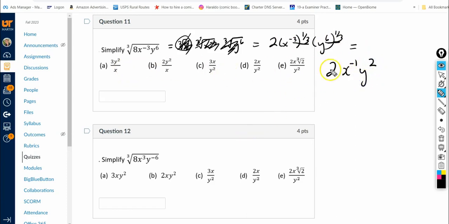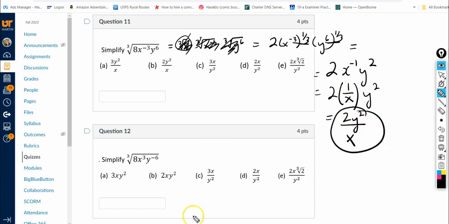But none of these look like that. So x to the negative first is the same as 1 over x. And so if I'm multiplying a fraction by stuff that isn't a fraction, they get multiplied in the numerator. So 2 times 1 times y squared will be the numerator. And I'll have that. So I'm looking for that one, 2y squared over x. So my answer is B.